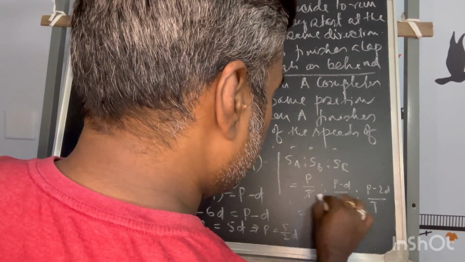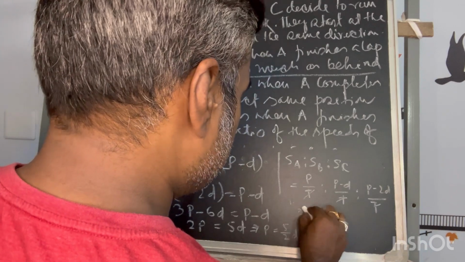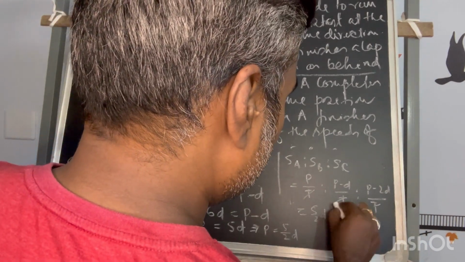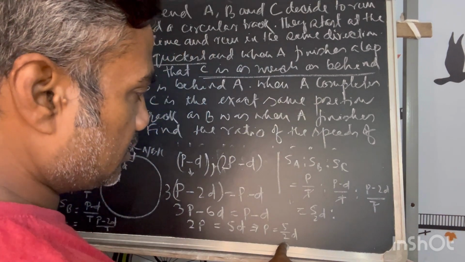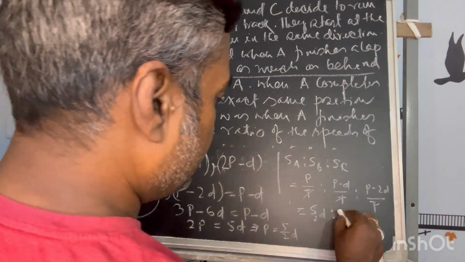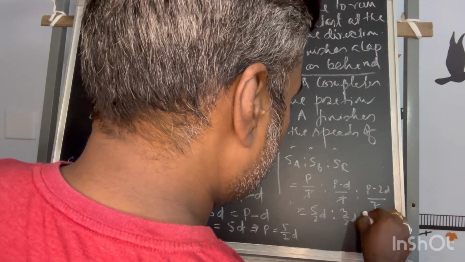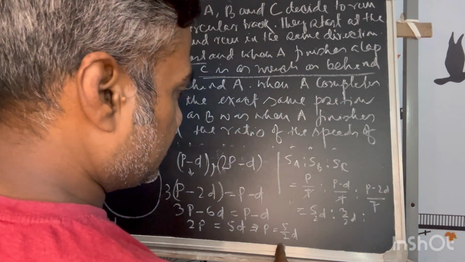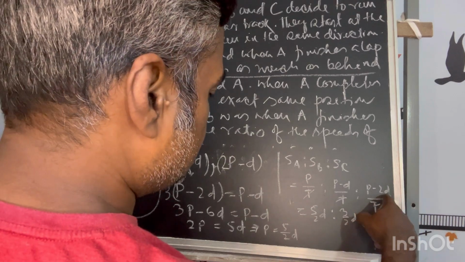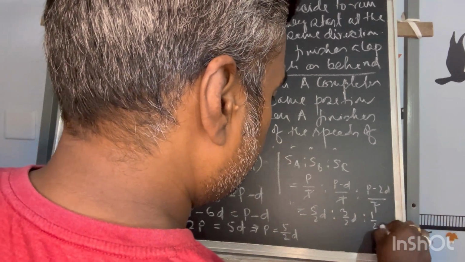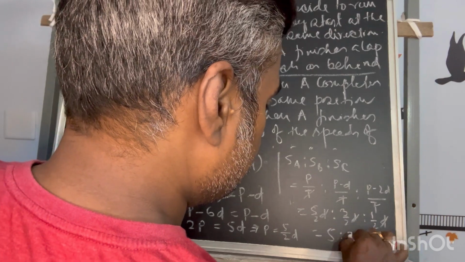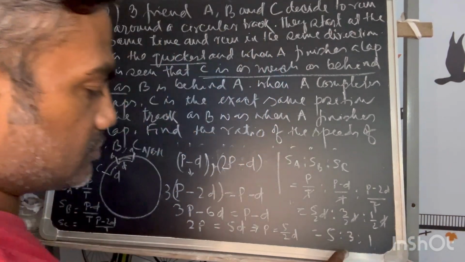Now T will be cancelled out. P is equal to 5 by 2 D is to P minus D is to P minus 2D. So if I deduct D from here, this will be 3 by 2 D is to, if I take P is equal to 5 by 2 and minus 2, this will be 1 by 2 D. So D will be cancelled out. 5 is to 3 is to 1. This is the one solution.